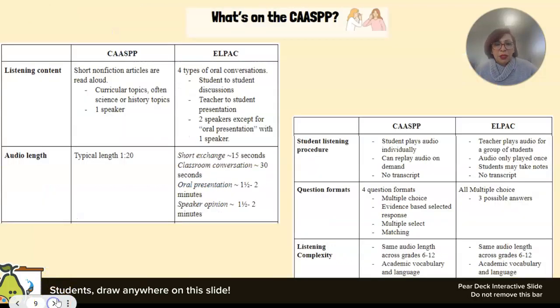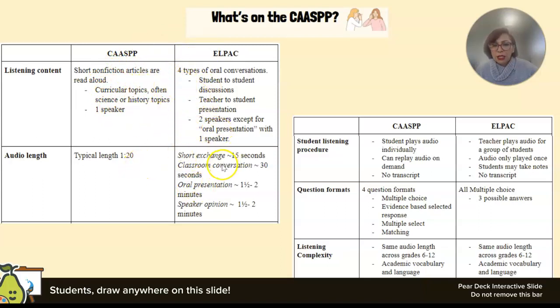All right, so what is on the CAASPP? What exactly is being asked of them when they take that speaking and that listening portion of it? And of course, with the ELPAC, it's even more rigorous when it comes to the speaking and listening. So you can pause the video and take a moment to read through some of this and see the differences.